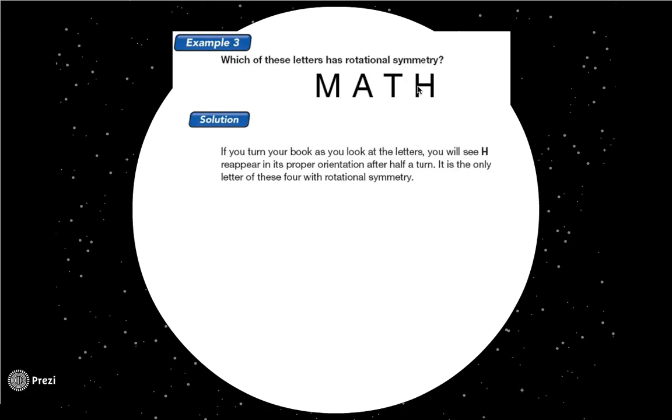H is the only one. See, if this was the bottom and we turn it to the top, the top will now be at the bottom, right? And if we rotate this 180 degrees, which means halfway, we'll find that it has rotational symmetry, because you'll see an H when you rotate it. Okay, so that's what rotational symmetry is.